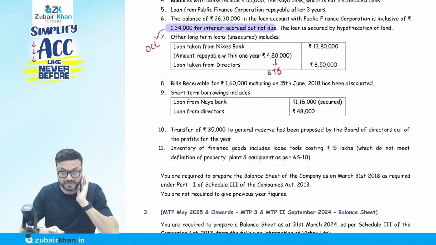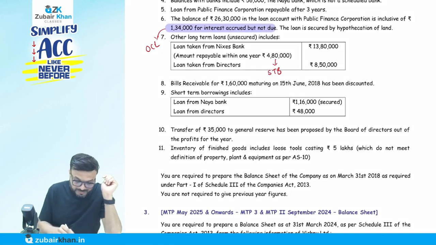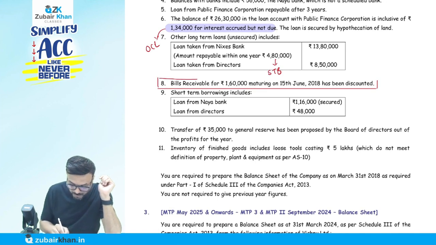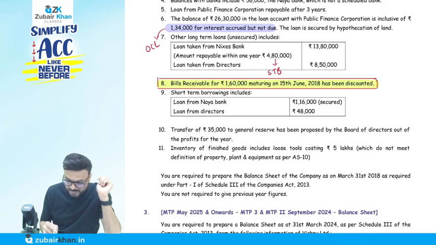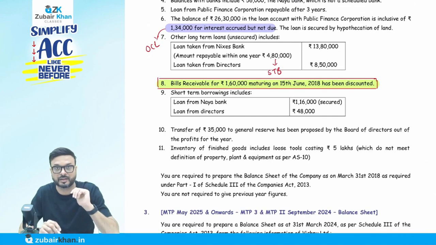Then they say bills receivable for rupees 1,60,000 maturing on 15th of June 2018 has been discounted. Now this is a new point to you. I will discuss it with you at the end of the question, because it is not going to appear in my financial statement. It will not appear in the balance sheet. I highlighted this; I will discuss it with you at that point.